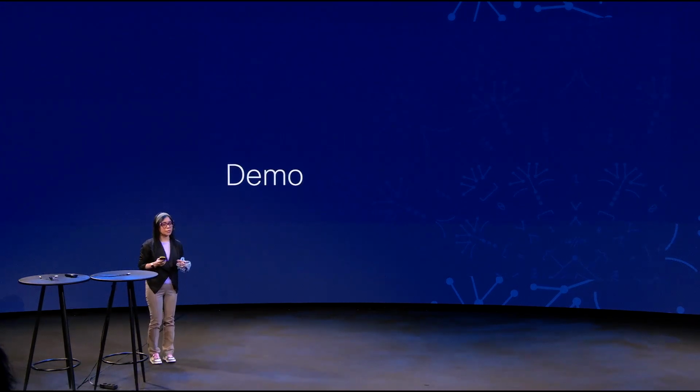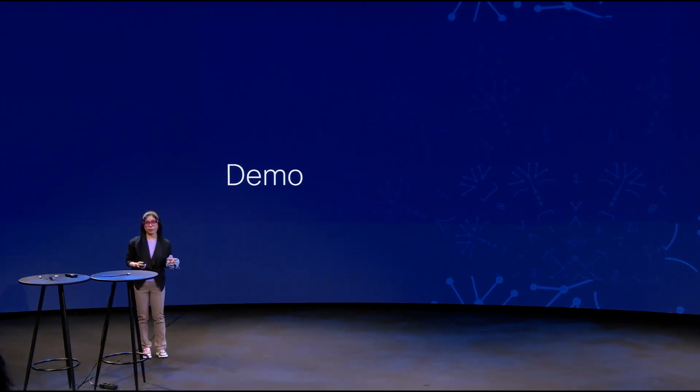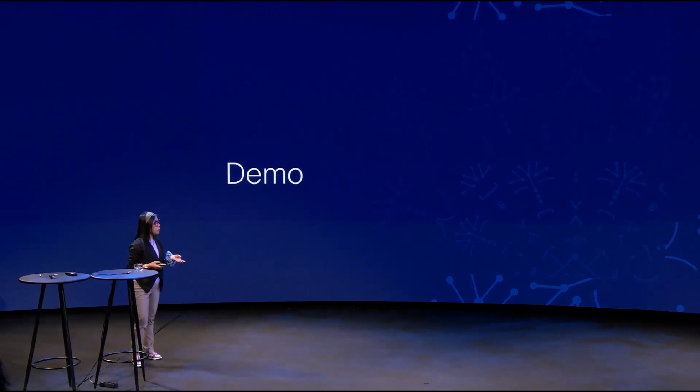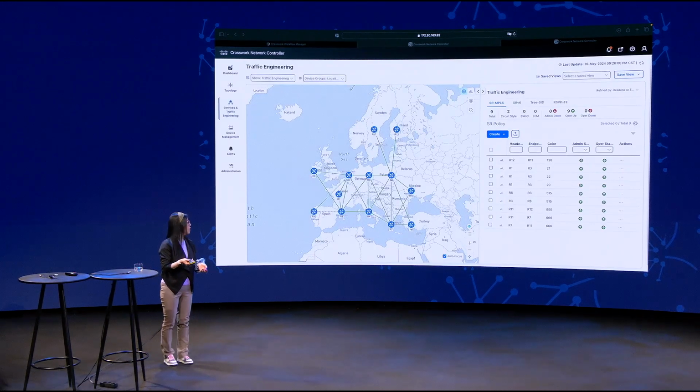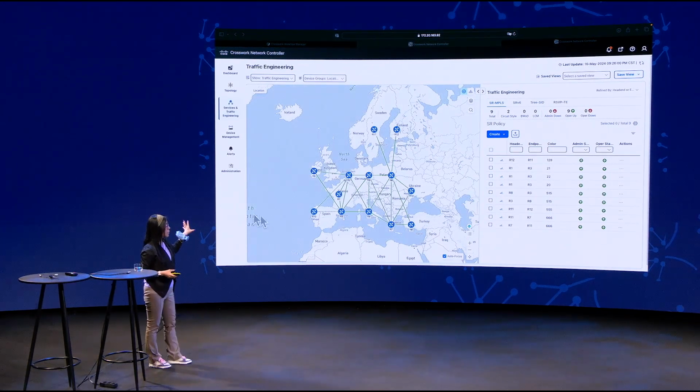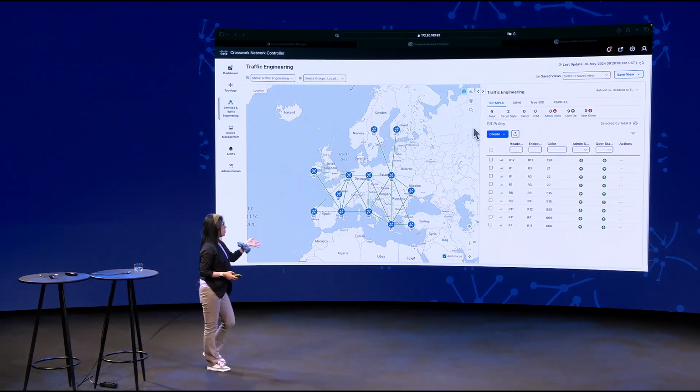And in this demonstration, we want to show an early prototype of a closed-loop automation solution for sustainability. And what we want to show is how our Crosswork applications can interact with each other to provide this objective. So starting with the demonstration here, we can see that CNC already collected the network topology information as well as all the traffic engineering information.